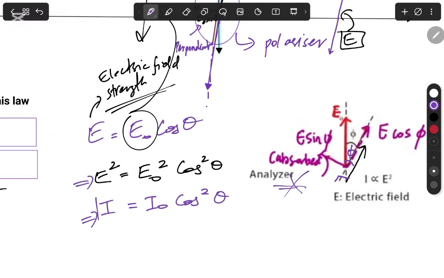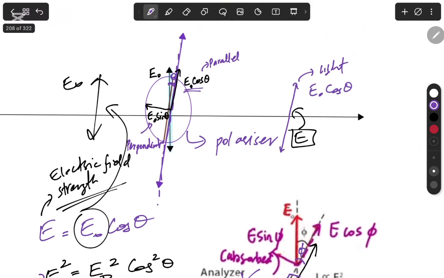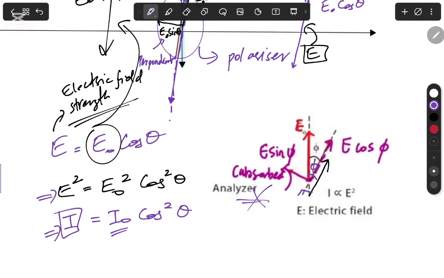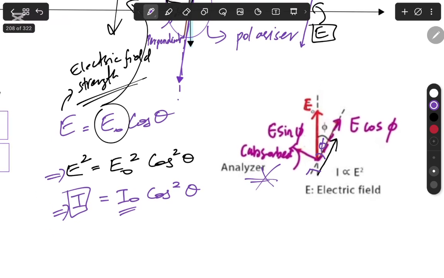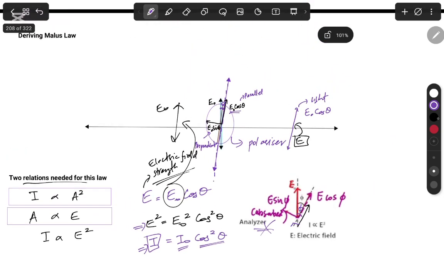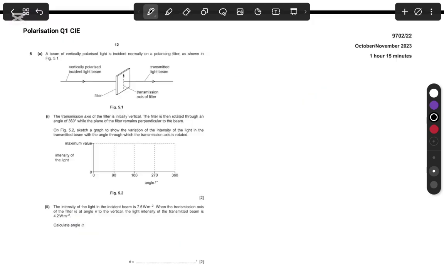So this is the intensity after the light has passed through the polarizer, and this was the intensity initially that the light had before passing through the polarizer, and then we have the cos squared theta. Okay, so I hope that's clear. Okay, now let's try to do a question on this.